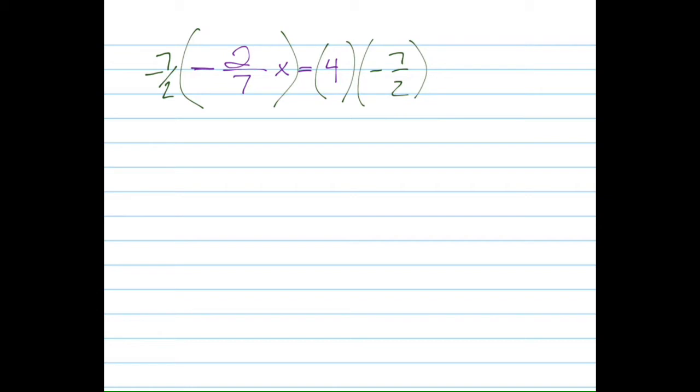Okay, so when I multiply a number by its reciprocal, what do I get? What do I get when I multiply negative 7 over 2 times negative 2 over 7? Not 0. 1. Whenever I multiply a number by its reciprocal, I get 1. Think about it. Multiplying those fractions, I'd have 14 on top, 14 on bottom, and 14 divided by 14 is 1.